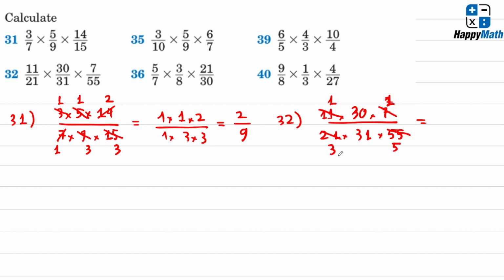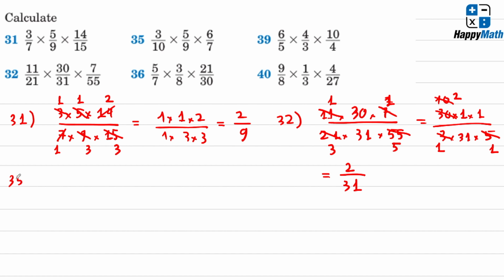After that I can see a new thing, 30 multiply 1 and 3 times 31 times 5. So 30 divided by 3 you got 10 and 3 divided by 3 you got 1. After that 10 and 5 you can cancel by 5, and then the final result will be 2 over 31. Okay, 2 over 31 is my final answer for question 32.